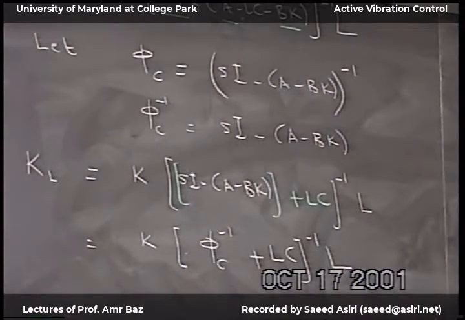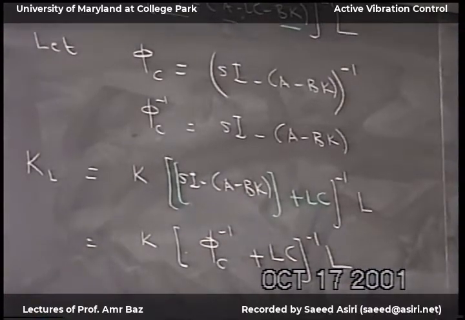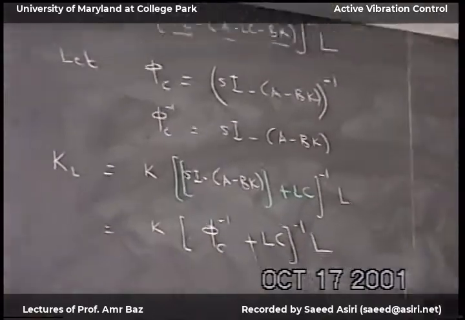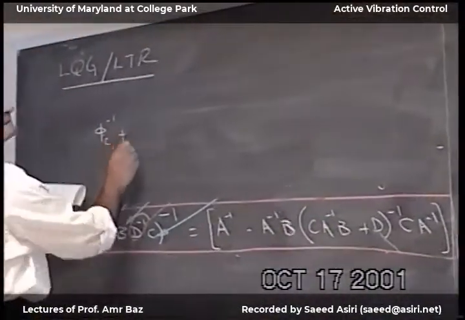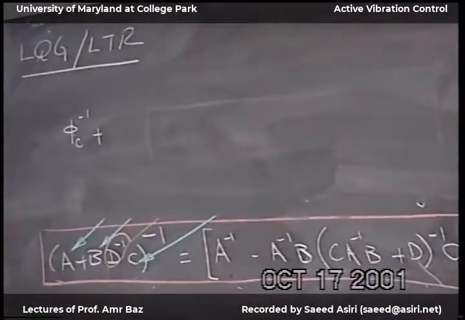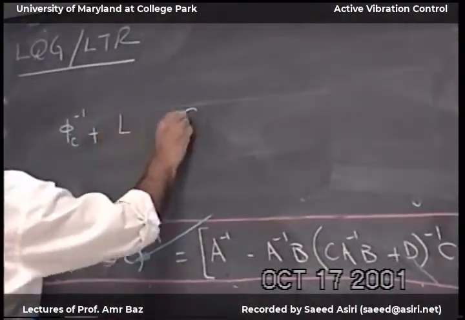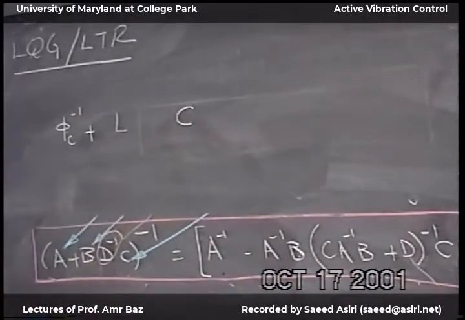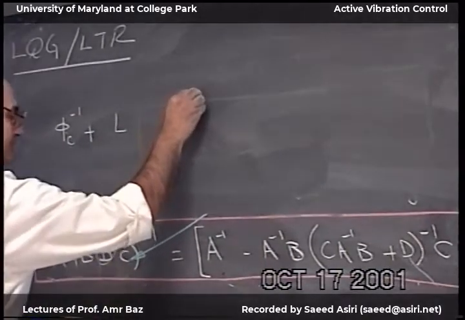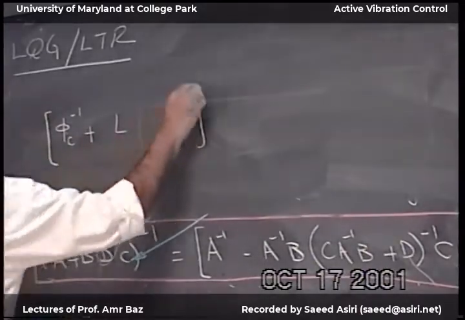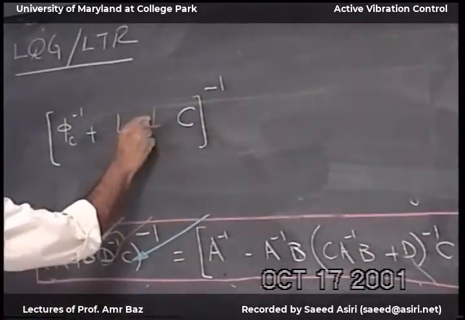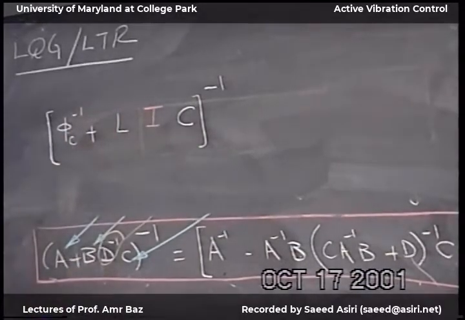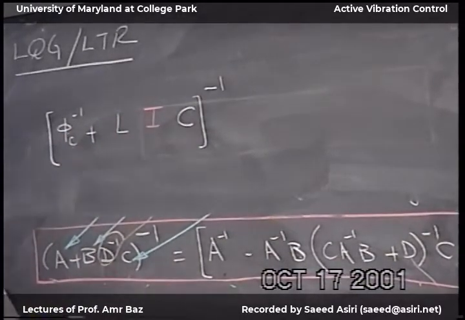Now I'm going to write this as phi C inverse plus A LC, like this, and this whole thing is, I want to get its inverse. So I'm going to write here identity matrix I, and then use the inversion lemma again.